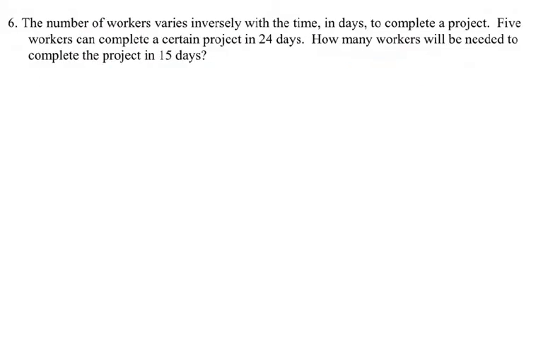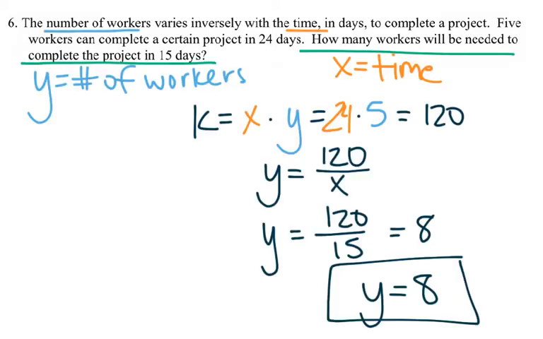I want you to try it all the way through. Make sure you read it, label it if it helps. Then you can always ask me for help. So try it in 1, 2, 3. Alright, so you should get 8. It takes 8 workers to complete a project in 15 days.